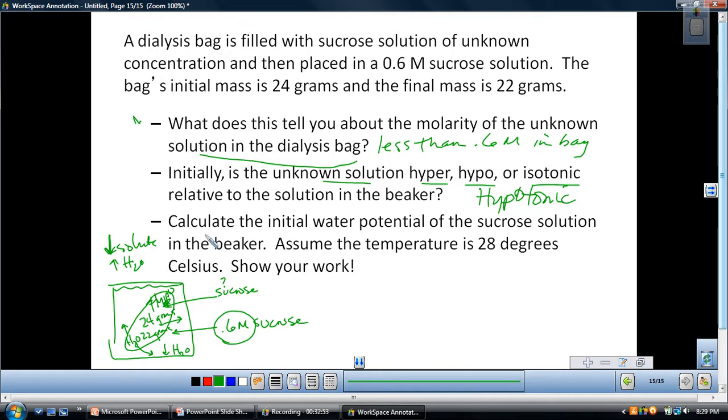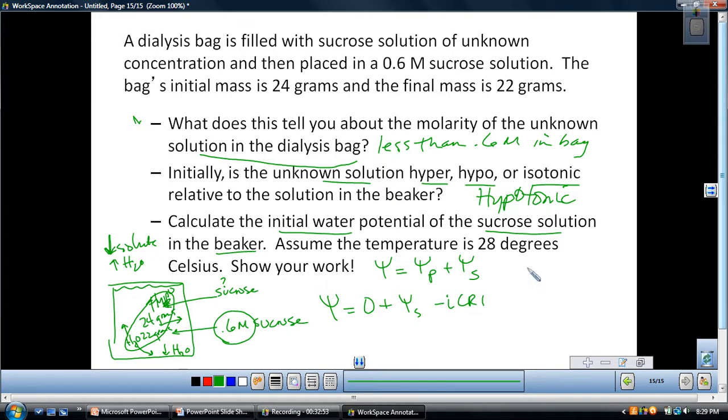Okay, now for the part of calculating the initial water potential of the sucrose solution in the beaker, we're looking at the beaker. So we're going to go water potential is equal to pressure potential plus solute potential. Okay, and I know that this is an open beaker, so I'm going to have that is equal to 0 because it's an open beaker. It doesn't say that there's a lid on it or anything. Plus my solute potential, and my solute potential I need to figure out is negative iCRT. So I have to figure that part out, so I'm going to come over here.